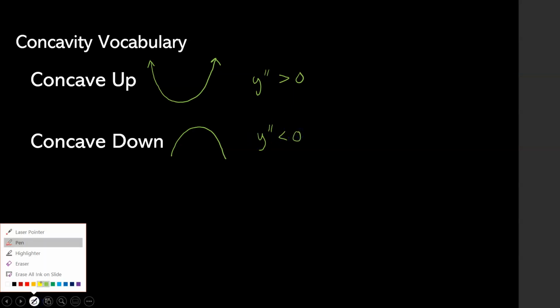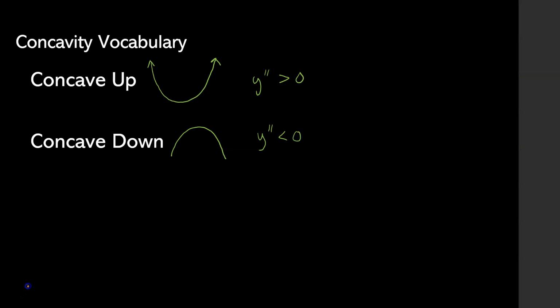Let's see if we can think about why. What if I draw little tangent slopes on here? That slope would be a large positive number, a smaller positive number, a slope of 0, a negative number, a larger negative number. As we choose points from left to right, the rate of change of y prime is negative. And we know rate of change is derivative, so it's the derivative of y is negative. So y double prime is negative.